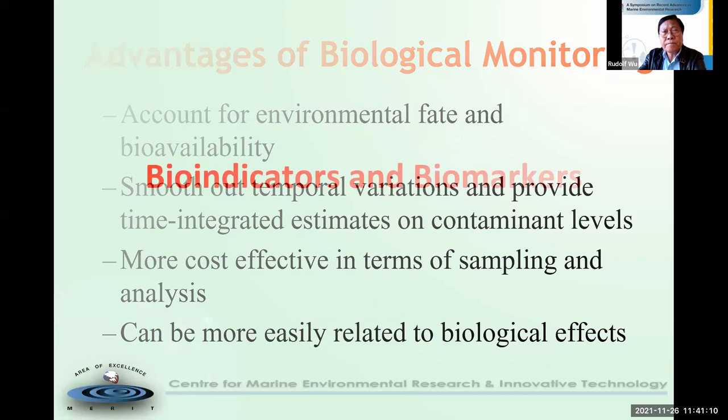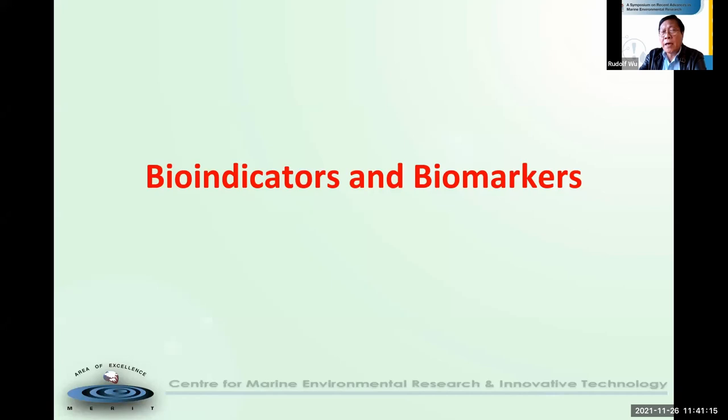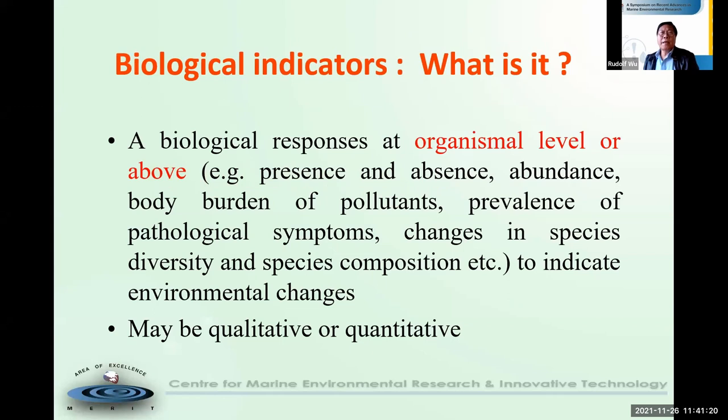Now, there are two types of biological monitoring. First is bioindicator, and second is biomarker. Bioindicator means a biological response at organismal level or above. That is to say, you're looking at presence and absence, just like rainbow trout and lichens. Look at the abundance, the body burden of pollutant, the prevalence of pathological symptoms. If the environmental quality is not good, then most likely you get more pathological symptoms in the population. And if the pollution is high, you expect a decrease in species diversity, with fewer species and so on. This would give you a good indication of environmental changes. Now, some of these bioindicators may be quantitative and some may be qualitative.